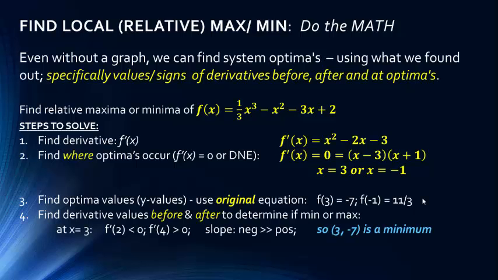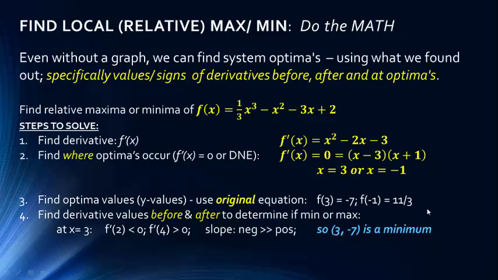Okay, so at x equals 3, this is just what I went through. We plug in 2 into the derivative and find out it's negative. We plugged 4 into the derivative and found that it's positive. So since the slope goes from negative to positive, we know that (3, negative 7) is a relative minimum.